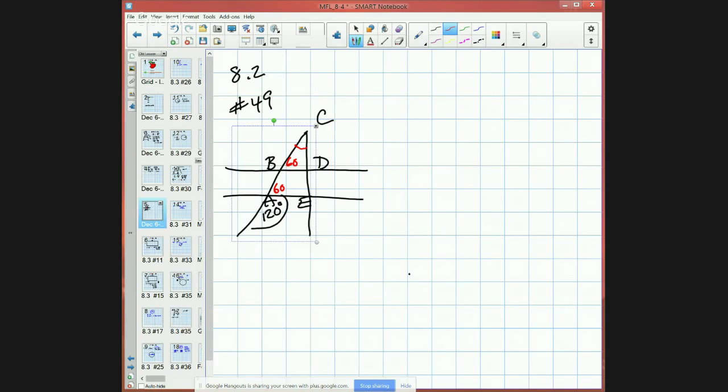And where we're told we have a perpendicular, this is perpendicular, so we know this is a right angle. That was given. So that means the only thing this angle could be here is 30. Why? Because the three angles of a triangle, in triangle BCD, have to add up to 180. And we've got 60 and 90 already accounted for, leaving us with 30. So that would be number 49 on 8.2.